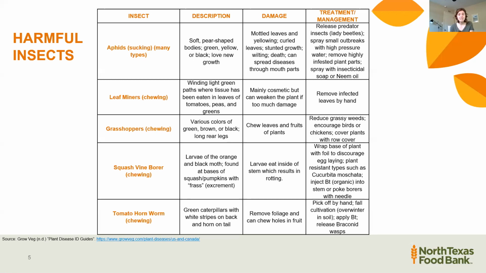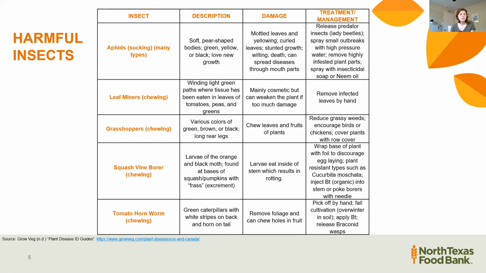The adult is really easy to identify, and I'll show you a picture of that in just a little bit. But squash vine borer, it's all about prevention for them. Once you have them, it's more about control. It's very difficult to eradicate them. So with squash vine borer, it's all about prevention.